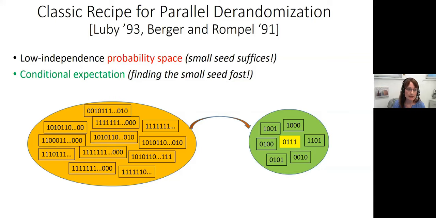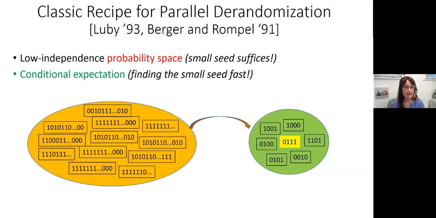If we look at many of the classic randomized algorithms, one can notice that you don't really need full independence. Bounded independence should be sufficient, and that means that our probability space can actually be much smaller. Okay, so this is the first step.